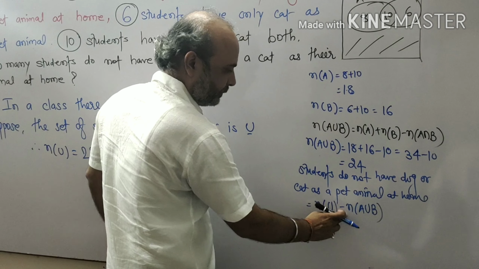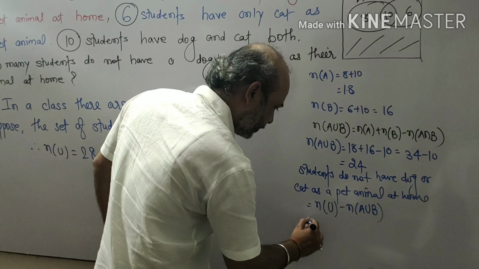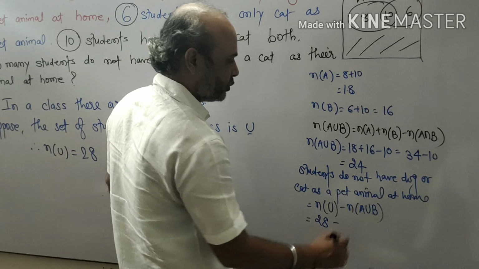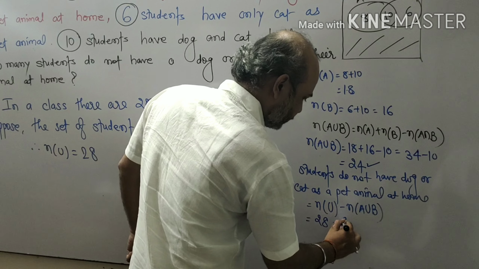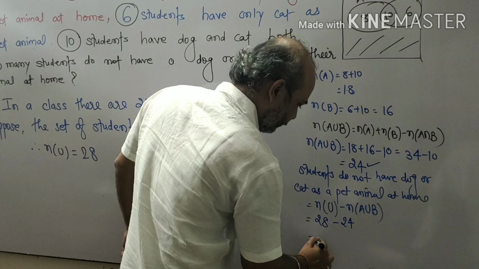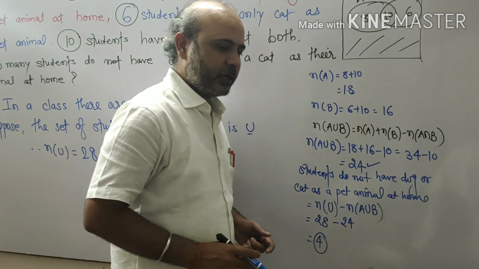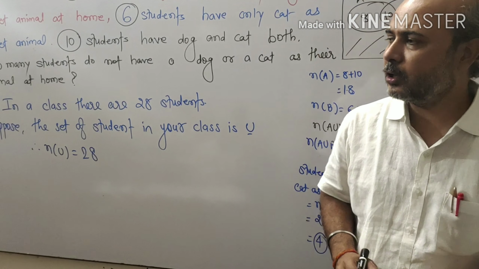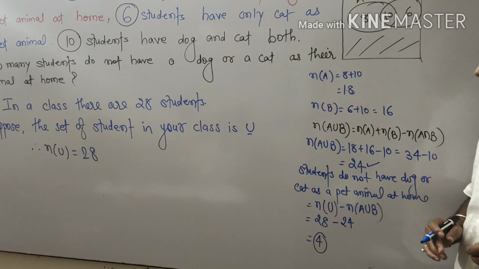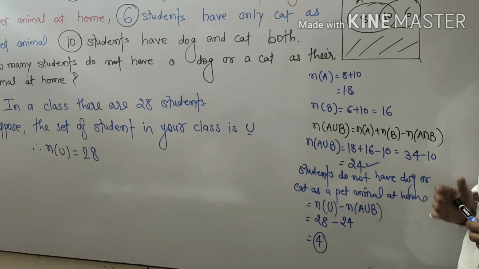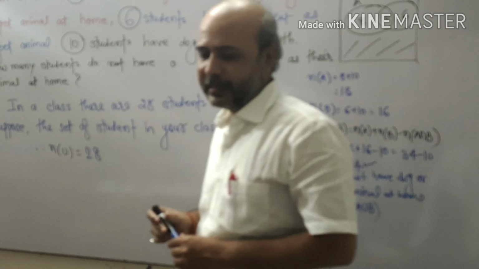Number of U minus number of A union B. So what is number of U? 28 minus number of A union B is what, student? 24. So this will be what? 4. So we'll say that 4 students do not have dog or cat as a pet animal. So student, this is by using the Venn diagram.